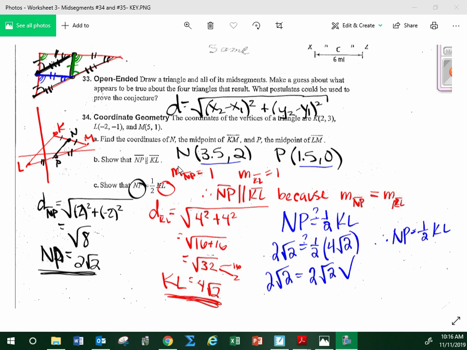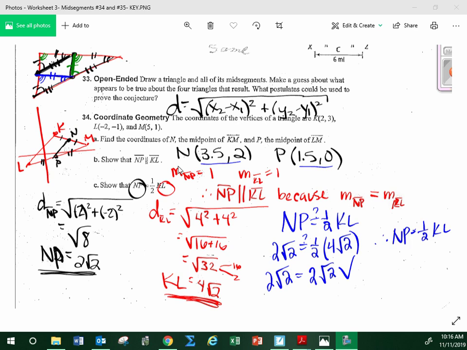Now for part C, that's the other portion of our mid-segment theorem, which says that this is equal to half the length of the third side. How do we find distances on a graph? We'd use our distance formula. So find the measure of NP using distance formula. We get 2 root 2. Find the measure of KL using distance formula. We get 4 root 2.